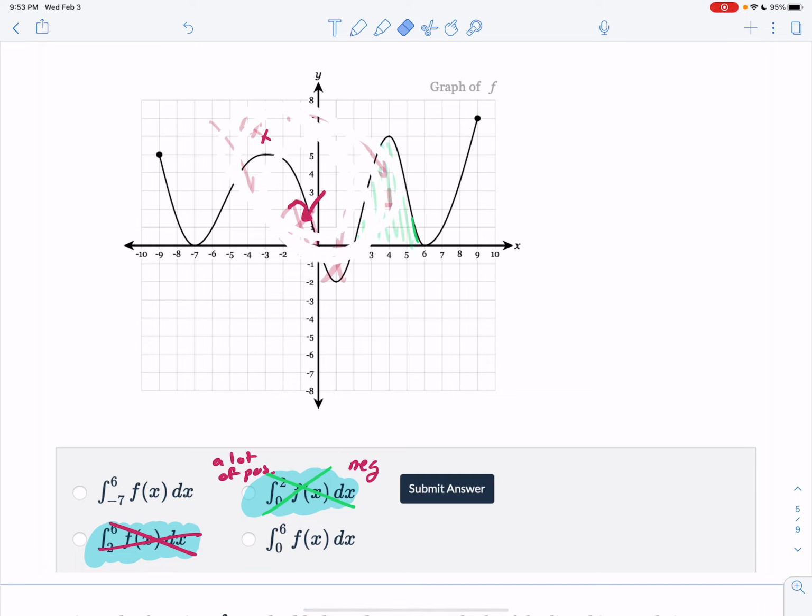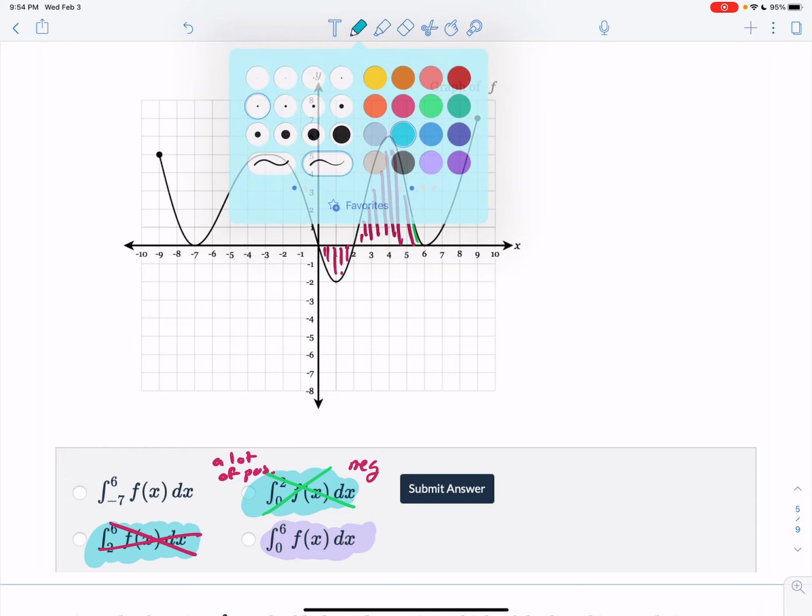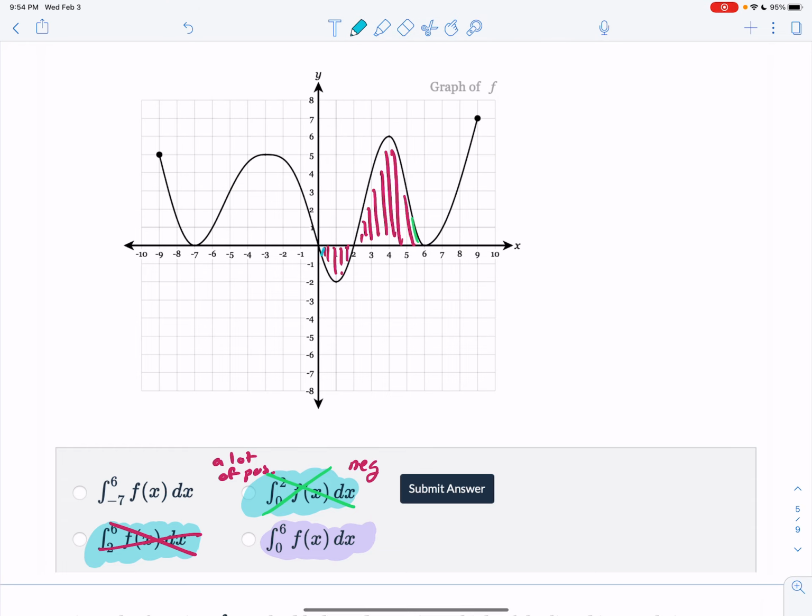The last one says from 0 to 6. So if I were to sweep from 0, whoa, did you guys see that? That was cool. From 0 to 6, I can definitely tell that I will have more positive area because this negative area here would probably be that much over there. I'm just eyeballing it. So I'm still left with a few positive area there, but not as much as what I started out with at the very beginning. So this one would have the largest amount.